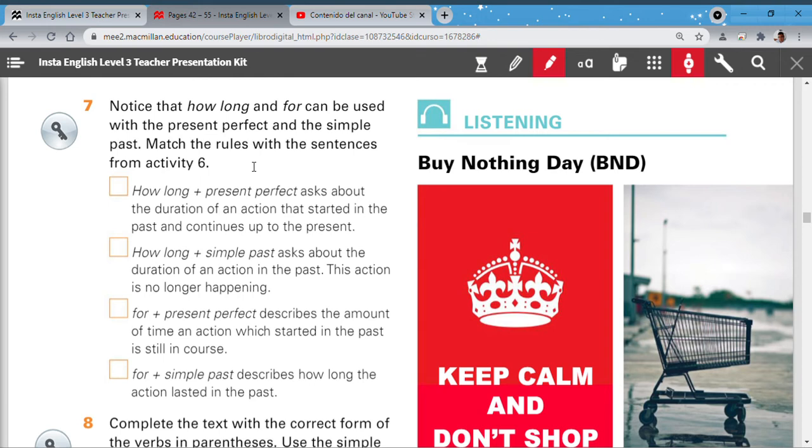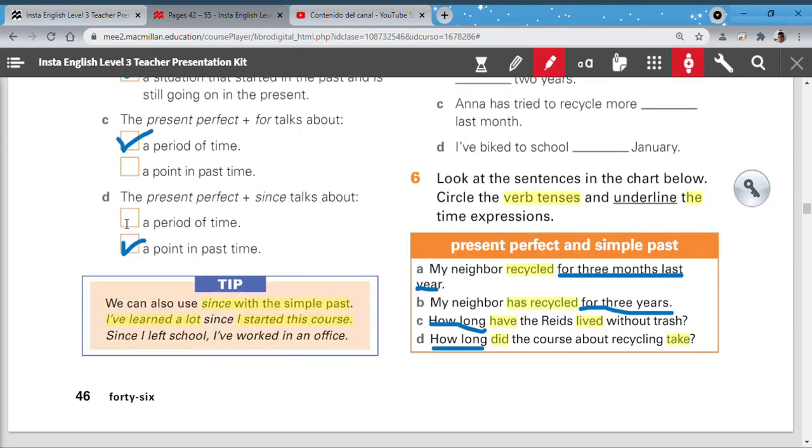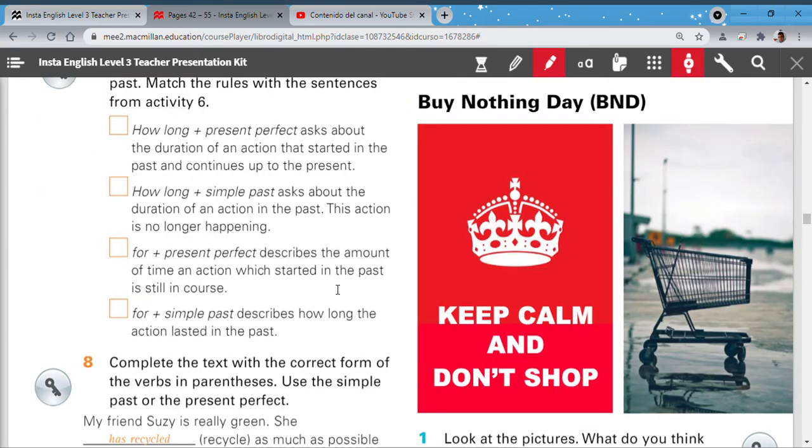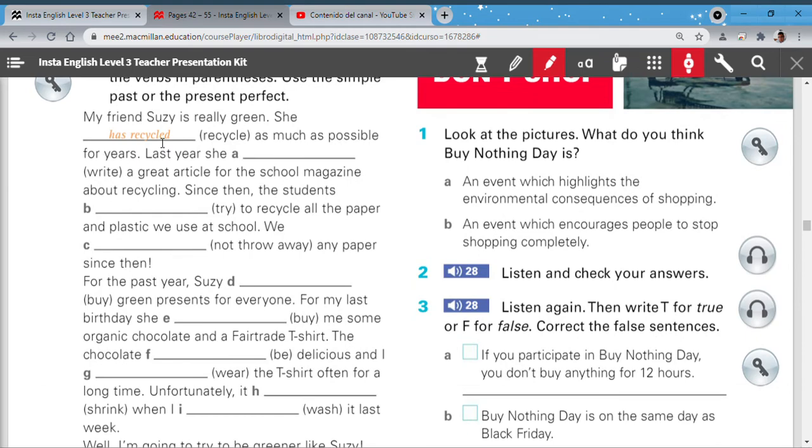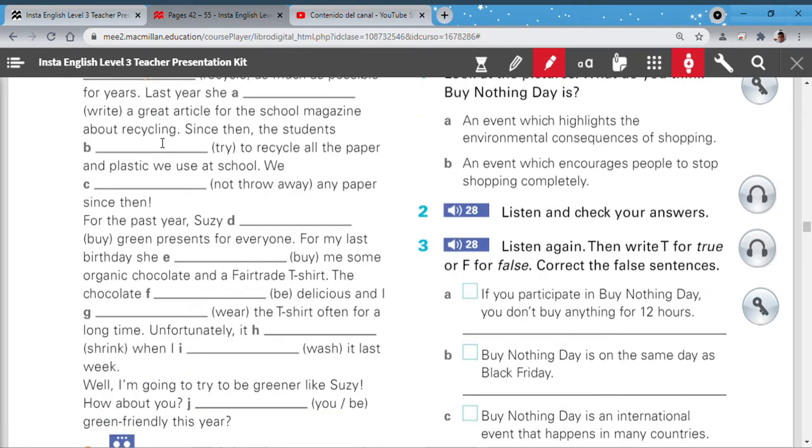Letter D, how long plus simple past asks about the duration of an action in the past. This action is no longer happening. Okay? So these rules are according to this activity. I haven't written the answers because you need to practice. So if you don't listen very well, you can repeat the video and you can answer this part. Okay, here also we have another activity.